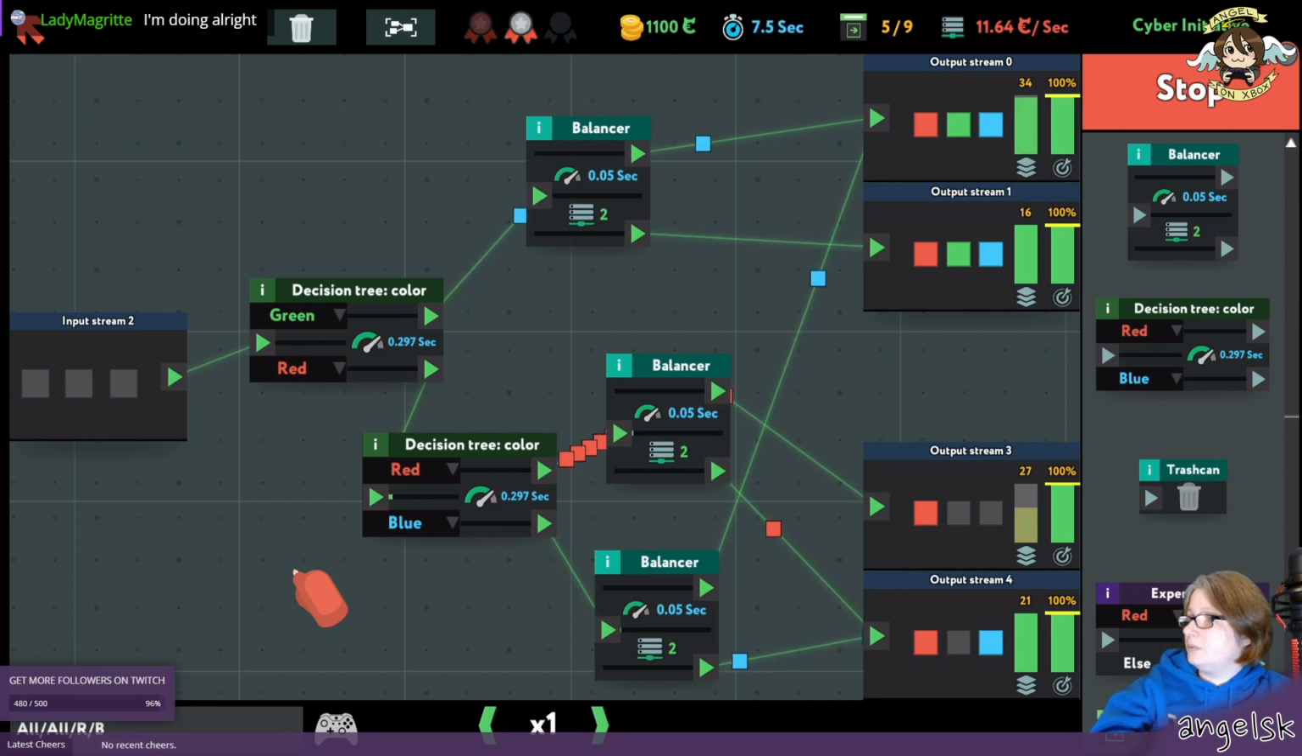Now we've got plenty going into the bottom and not enough going into the top.